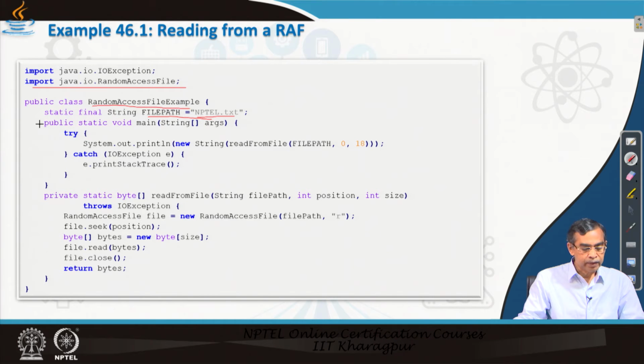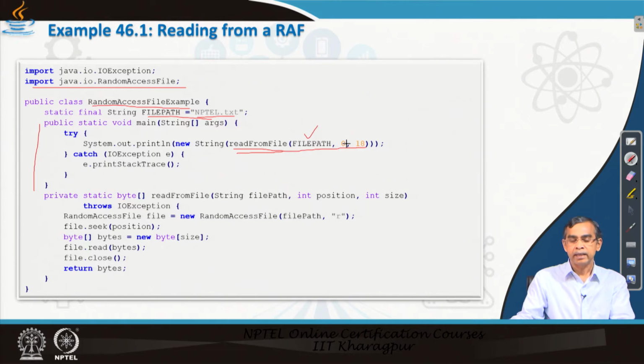Then this is the main method. In this main method, we call a user defined method, which I will define shortly. So, read from file, taking the name of the file, and it reads from 0 to 18. This is basically the position and the size that we want to read.